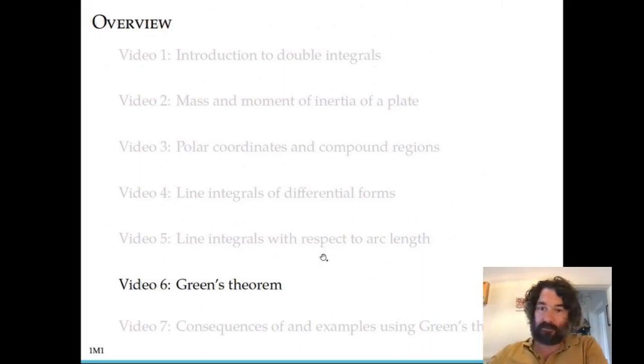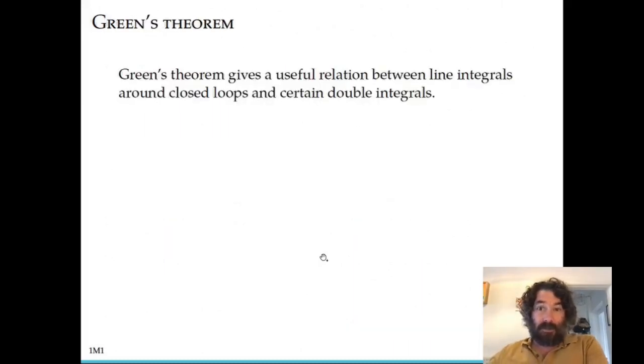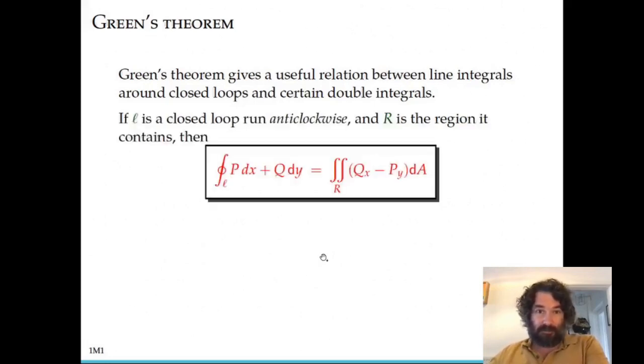So Green's theorem gives a relationship between line integrals around closed loops and double integrals. If L is a closed loop, and by closed I mean it starts at a given point and then comes back to that same point, then the line integral of this differential form, P dx plus Q dy, around that closed loop is equal to the double integral of Q_x minus P_y over the region enclosed by the loop, which is labeled as R here. These subscripts are the partial derivatives, the partial derivative of Q with respect to x and the partial derivative of P with respect to y.